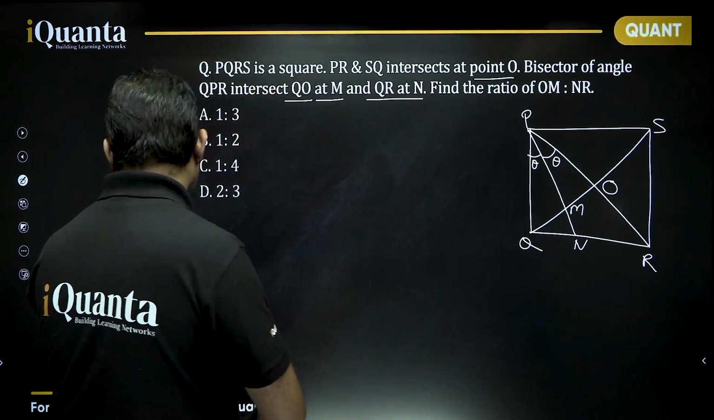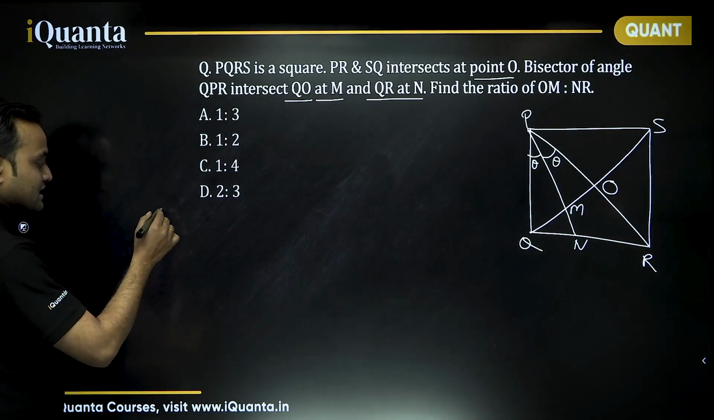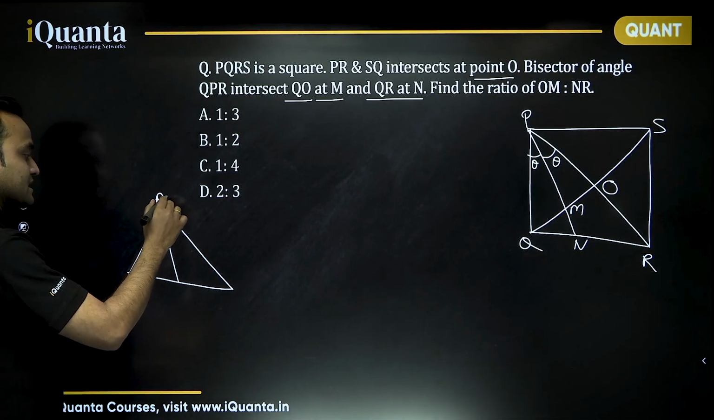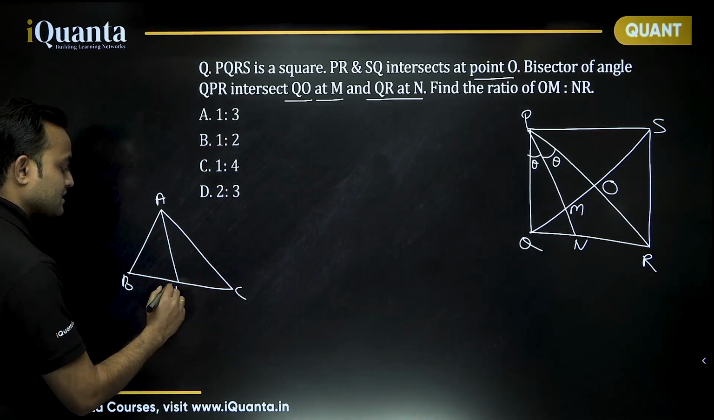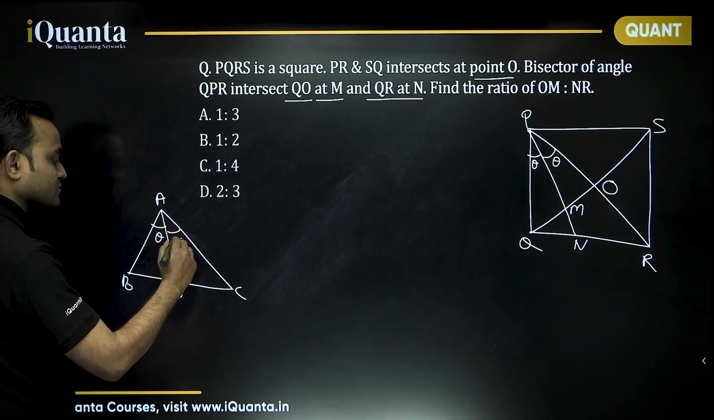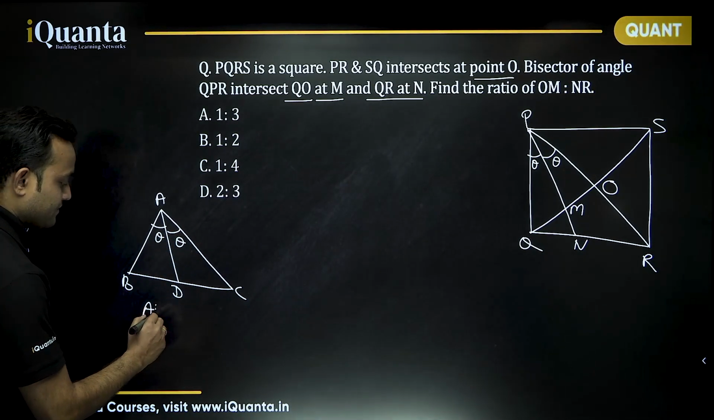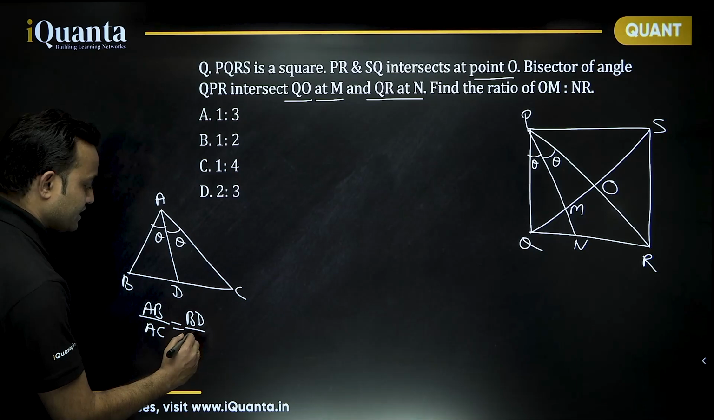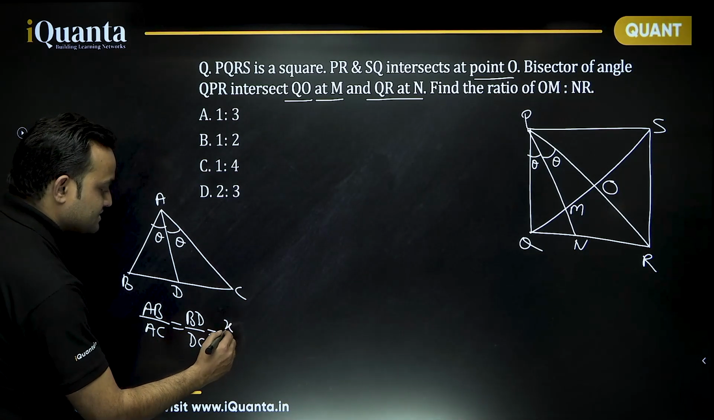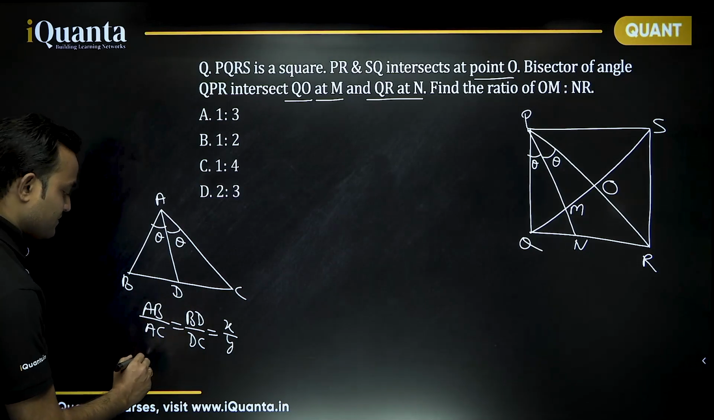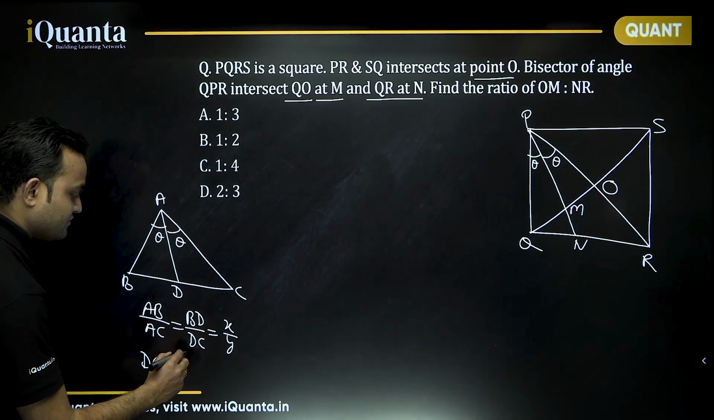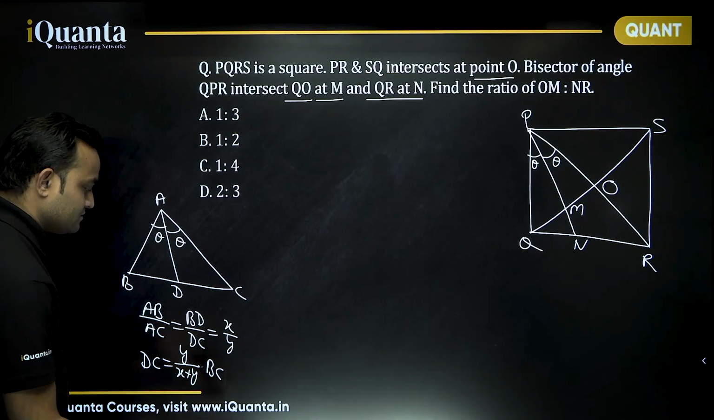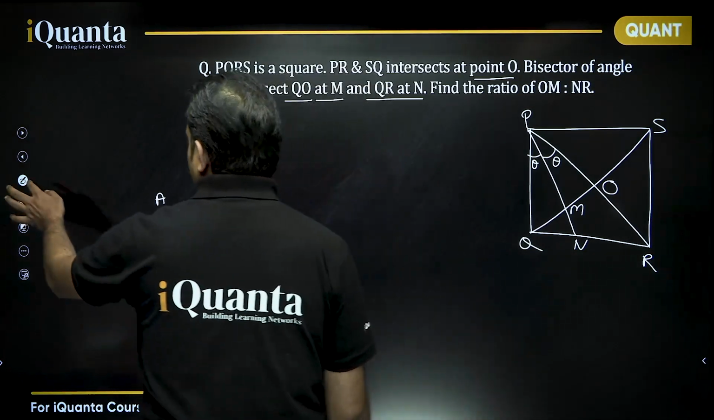Now using the angle bisector property, what do we know? In any triangle, if there is an angle bisector, like in triangle ABC, AD is an angle bisector, what we can say is that AB upon AC will be equal to BD upon DC. Let's say this is equal to X by Y. Then what we can say about DC? How do we find DC? Can we say DC will be equal to Y divided by X plus Y into BC? That is what we are going to use here.